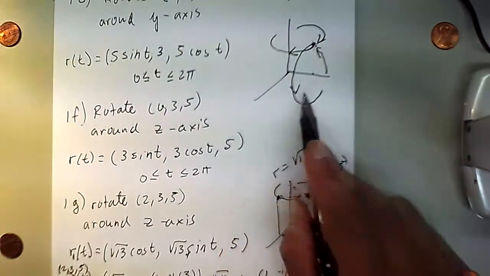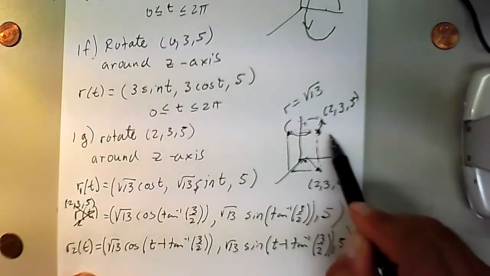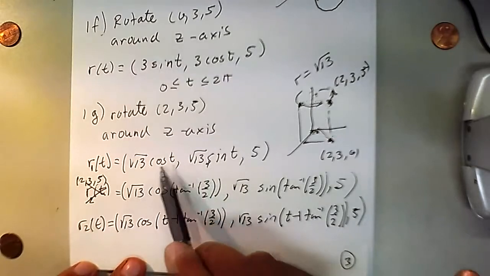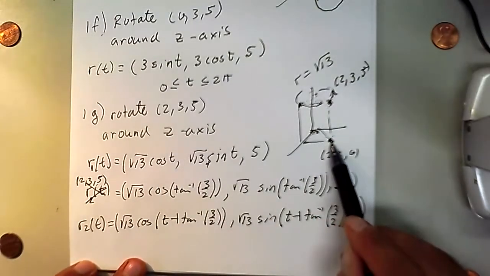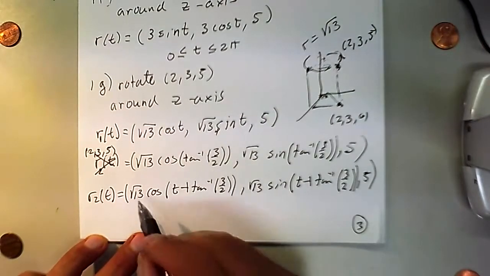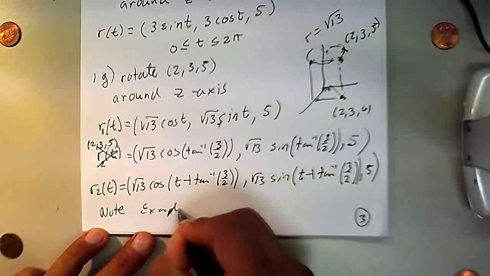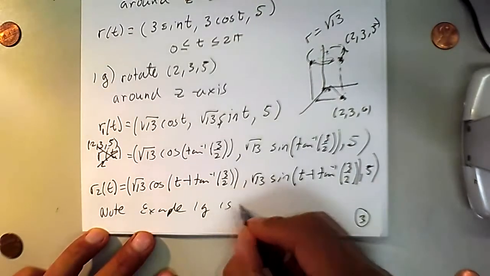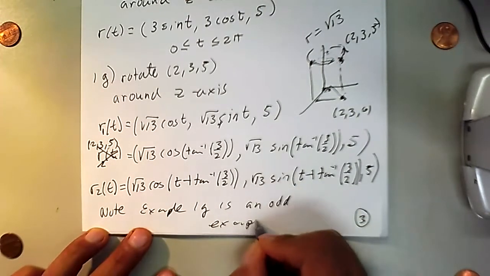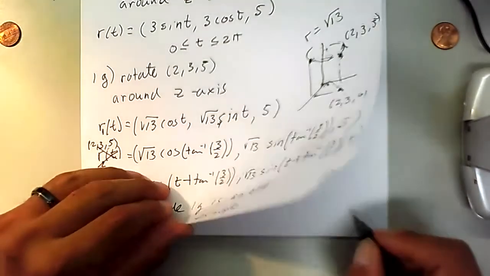Some students might be asking, well, that wasn't too bad if the point lines up, but what if the point doesn't line up in the plane, in one of those two planes, if we want to rotate with respect to the z-axis? We have to make some adjustments to figure out the radius, and we want to make even a further adjustment to figure out the angle, but we can do it. It can be done. So this is an oddity. Yes, let me just make a note. Example 1G is an odd example. And by that, I mean it's not an example that we typically do in this class. But it can be done.